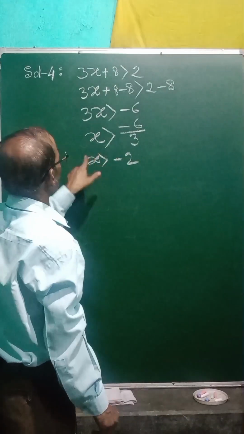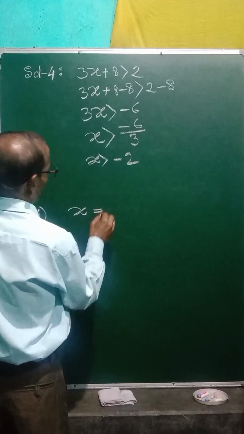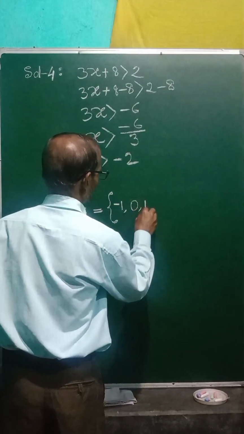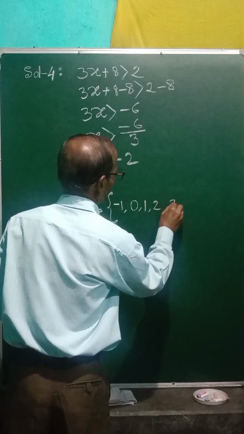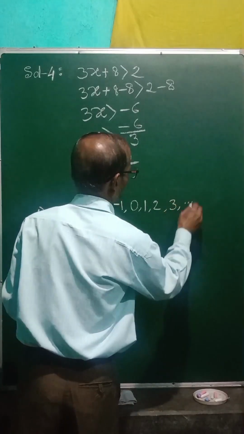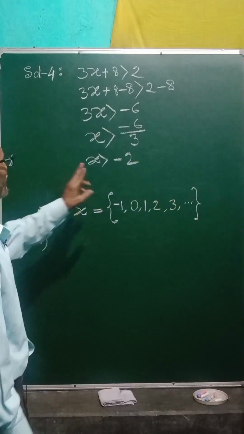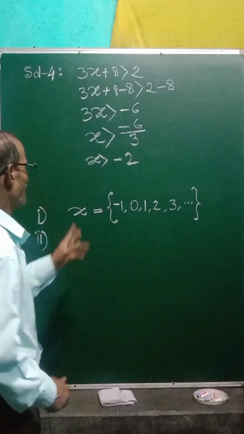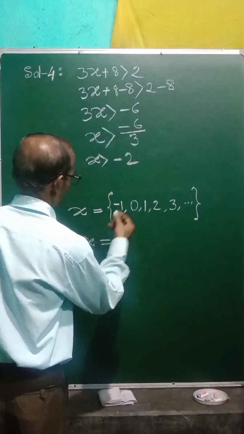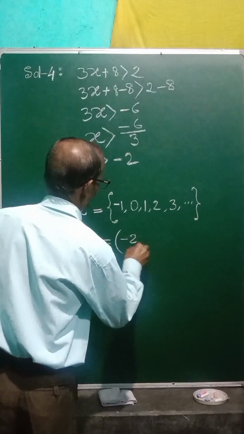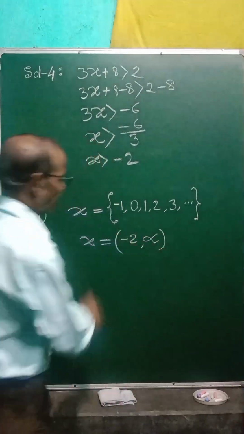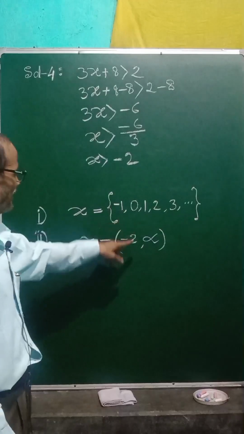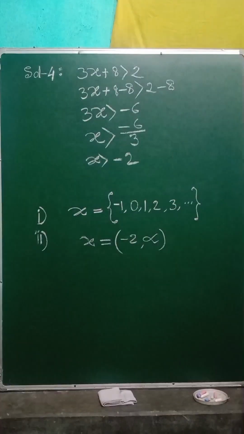For integers, x can be given by the set minus 1, 0, after that 1, 2, 3 and so on. And then x greater than minus 2 for any real number. In that case, we can write x is equal to minus 2 to plus infinity. But here do not write like that because it will include all fractions and so on.